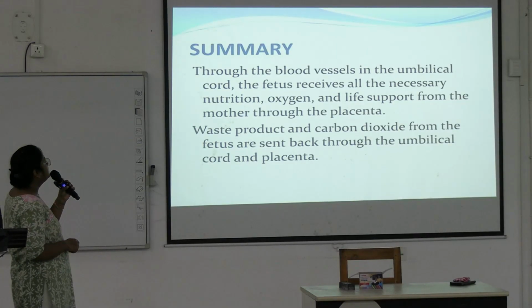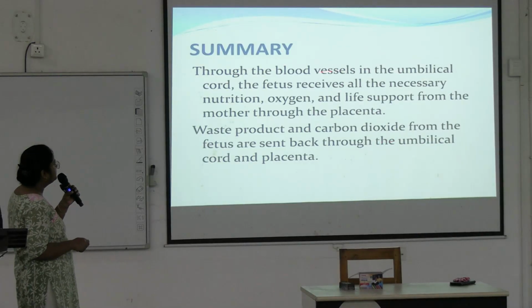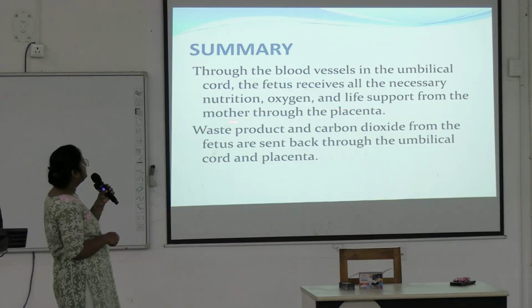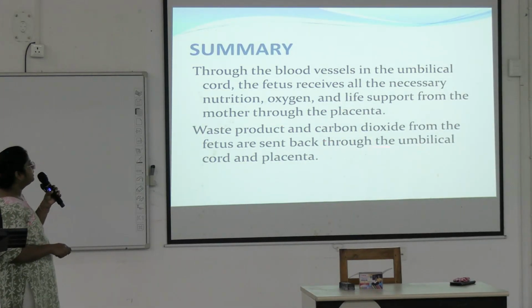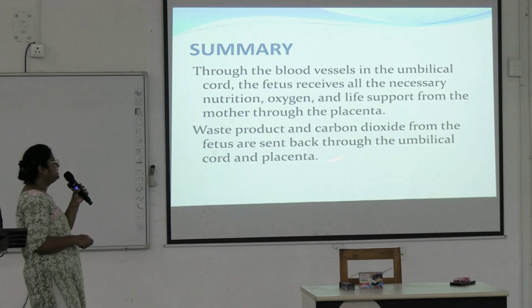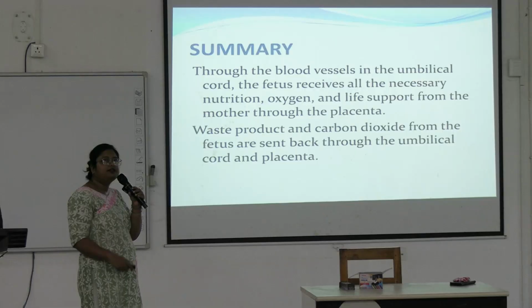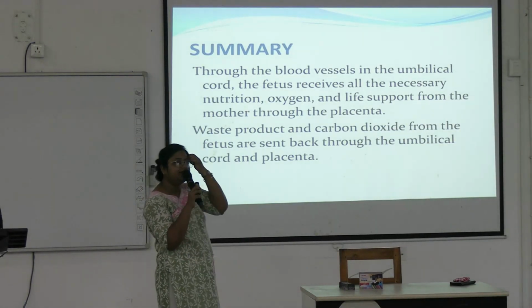Okay. Next. So this is the summarization of the fetal circulation. What occurs through the blood vessels in the umbilical cord: the fetus receives all the necessary nutrition, oxygen, and life support from the mother through the placenta, and waste products and carbon dioxide from the fetus are sent back through the umbilical cord and placenta into the mother.